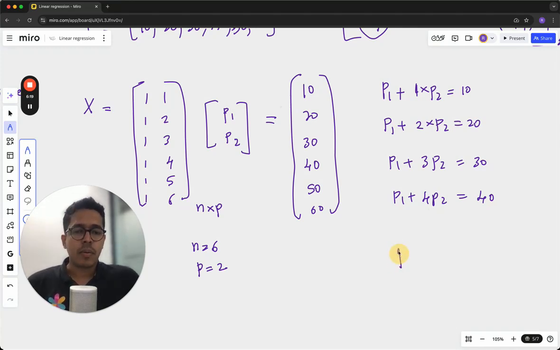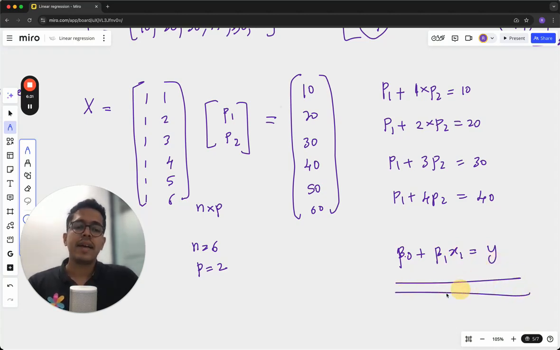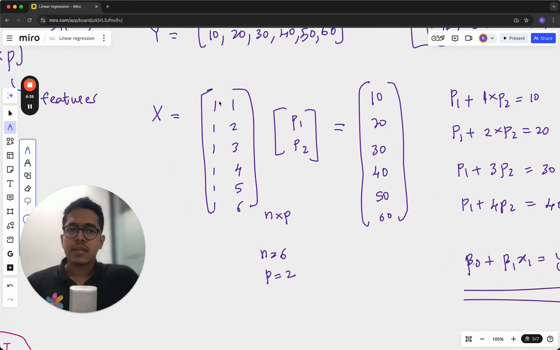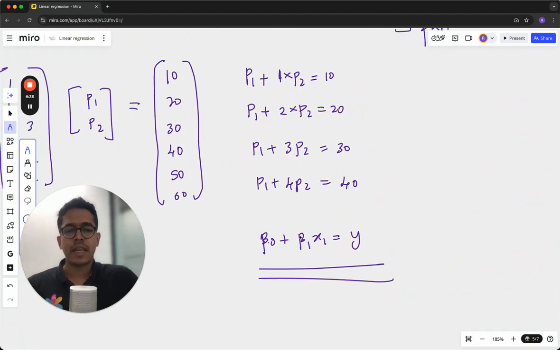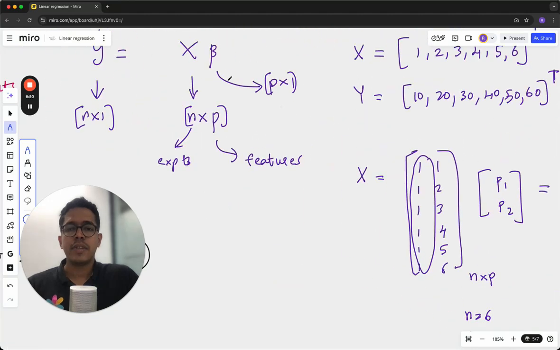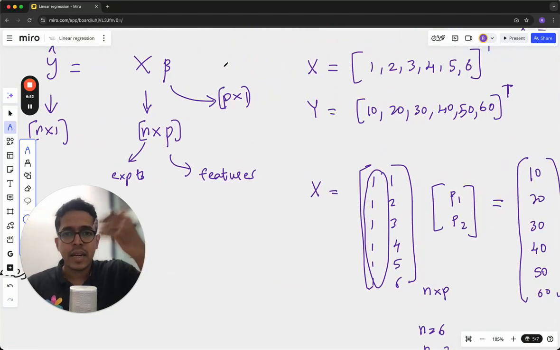Now this is of the format beta naught plus beta 1x, or beta 1x1, equal to y. And this is of y equal to mx plus c form. So basically what I'm saying is, we can write this mx plus c form as matrix multiplication by appending an array of ones as the first column, and then increasing the dimension of the coefficient matrix beta by adding one additional dimension.